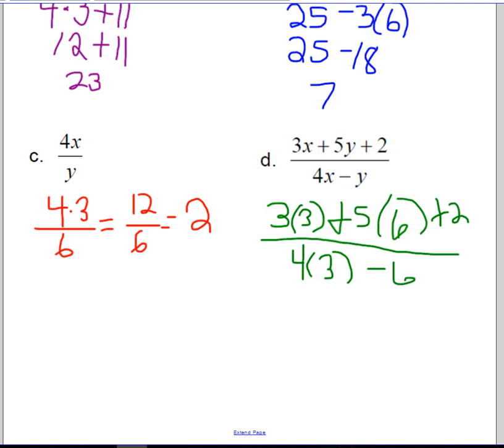So let's go ahead and simplify. We know that it's multiplication and division, and we're working left to right. But again, we have to simplify everything on the top and everything on the bottom before we can do that last division. So let's simplify all our multiplication. We have 3 times 3 for 9. We're adding to it 5 times 6, which is 30. And then we're adding 2 as well. And that is all over 4 times 3, which is 12, subtract 6.